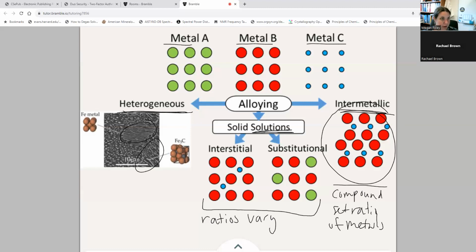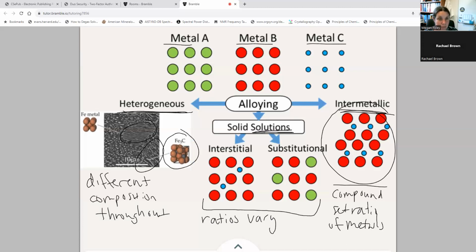So heterogeneous alloys are going to have different phases, and different composition throughout. So if we look at this one, we have some iron carbide and some iron metal. So it's kind of fused together. Heterogeneous alloys are usually made a little bit more quickly than interstitial or substitutional.